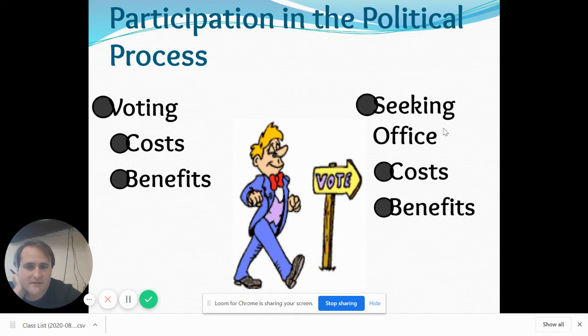What's it cost to vote? What's the benefit of voting? What's it cost to run for office? What's the benefit of being in office?